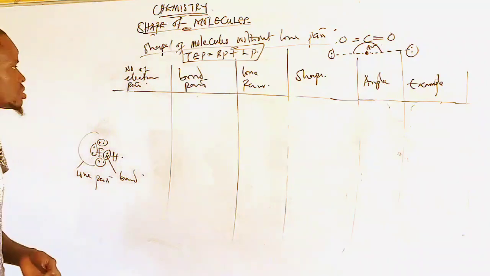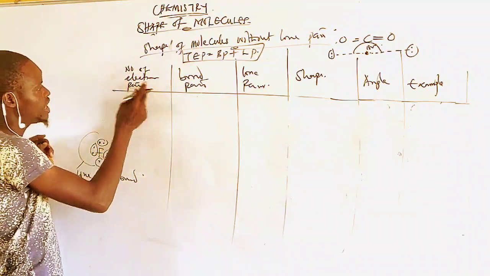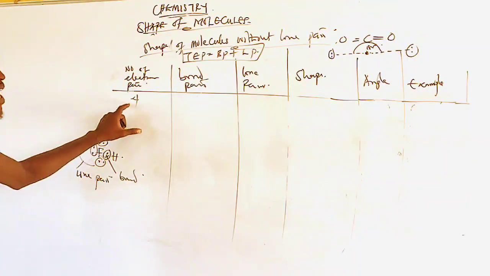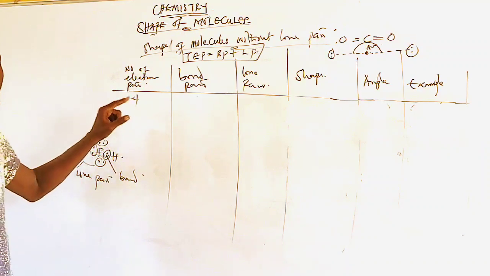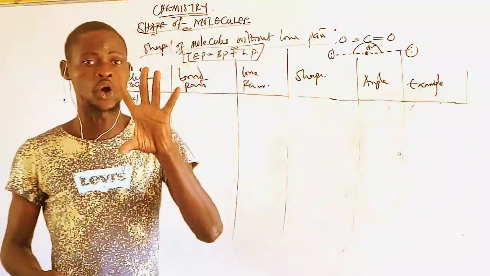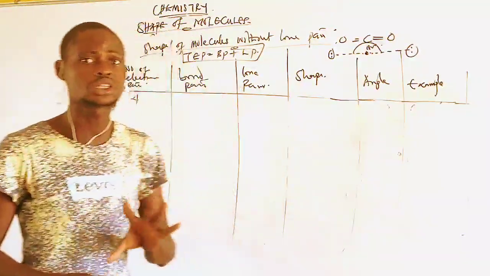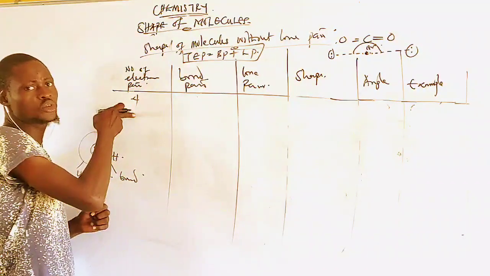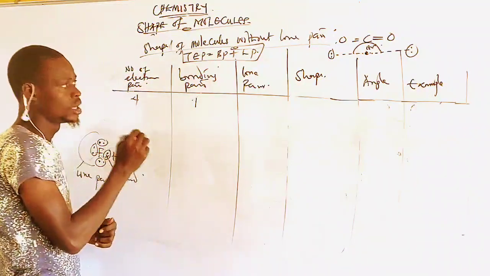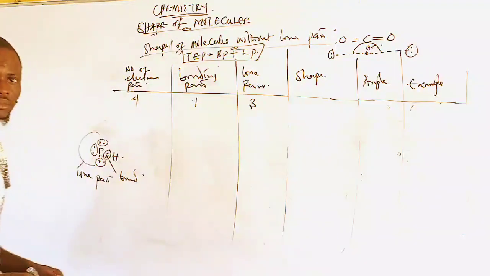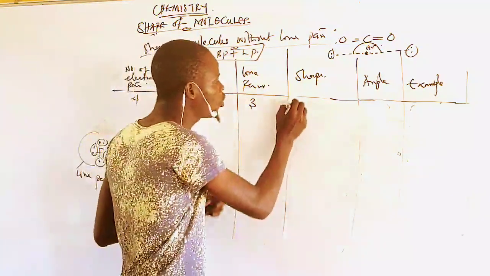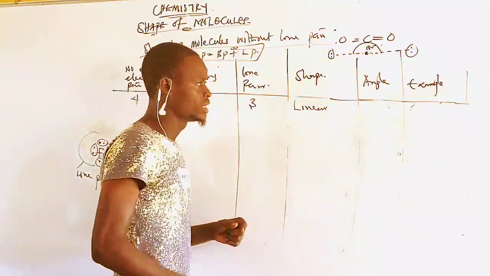Are you getting what I'm saying now? I want to show you something. If the number of electron pairs is 4, it can have different shapes when there is a lone pair. Let's take the number of electron pairs to be 4, where the bonding pair is only 1 and the lone pairs are 3. We have 1 bonding pair, 3 lone pairs. Then the shape of the molecule will be linear.